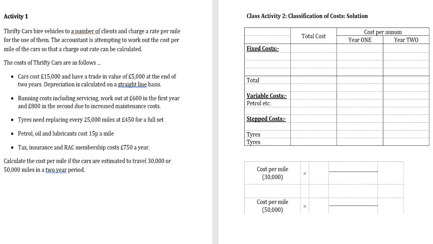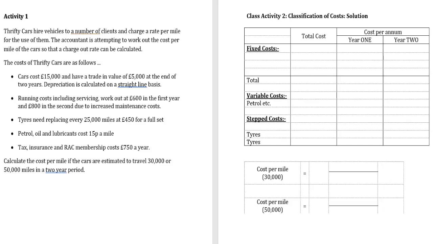How to calculate depreciation? Very simple. Straight line method, so it will be the cost minus residual value divided by useful life. So here £15,000 minus £5,000 divided by 2 years, so in that case it will be £5,000 a year. Running cost including servicing works out at £600 in the first year and £800 in the second year due to increased maintenance cost. Tires need replacing every 25,000 miles at £450 for a full set. Petrol, oil and lubricant cost 15p a mile. Tax, insurance, RAC membership costs £750 a year.